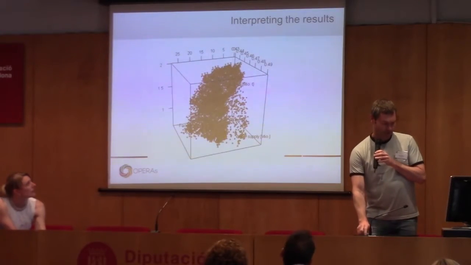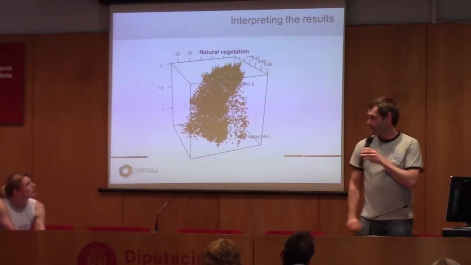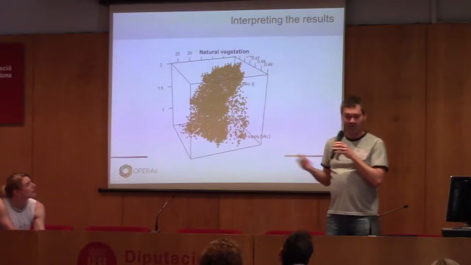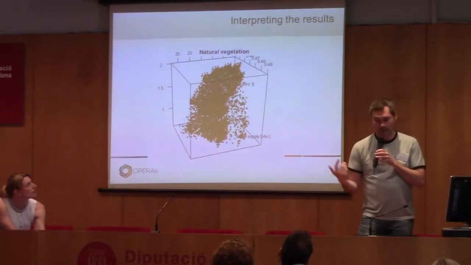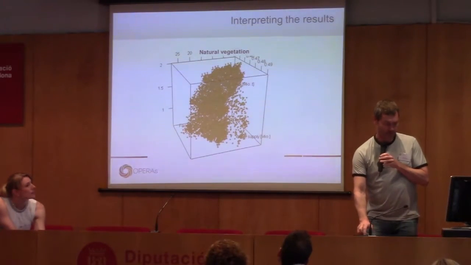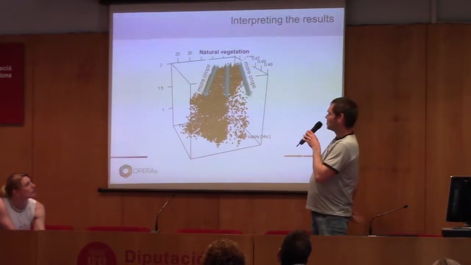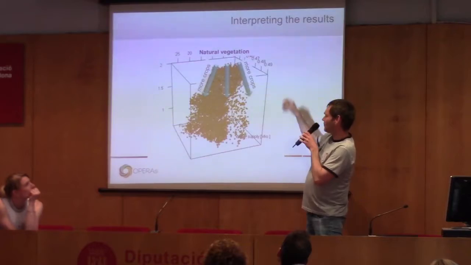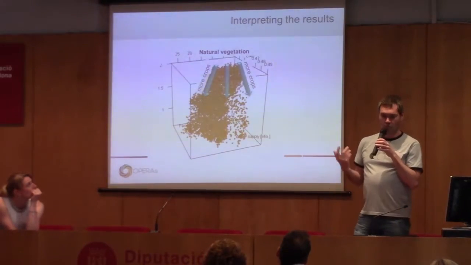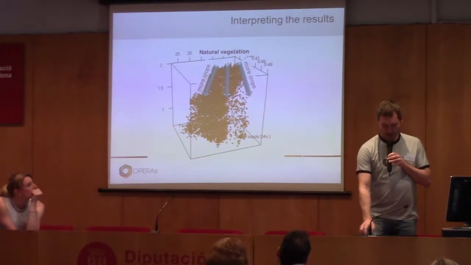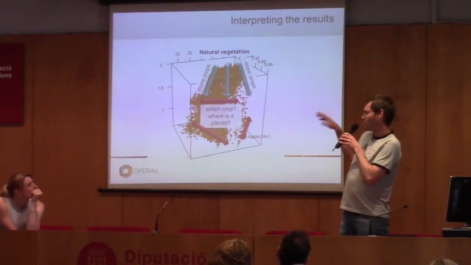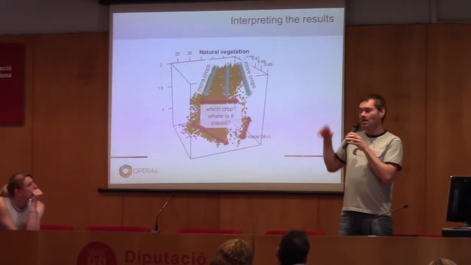Now, how to interpret the results? If you start with natural vegetation, that's of course the point with the highest carbon sequestration and no food provisioning, since we're just looking at crops. And then if you move downhill from the perspective of carbon, basically this means we have more crops. That's the trade-off. But the question is, which crop do we place somewhere?